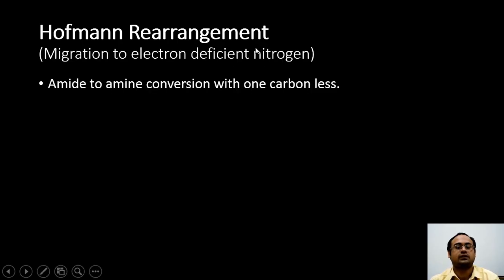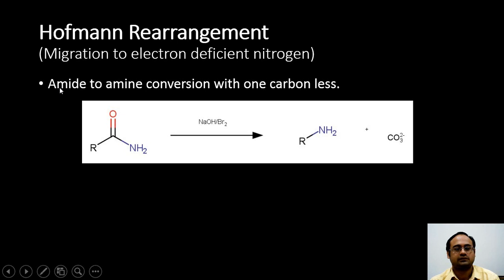And mostly you will find that in this rearrangement, that is Hofmann rearrangement, an amide is converted into an amine, but the amine has one carbon less than the starting amide. This we can represent like this: the amide under basic conditions reacts with bromine to give the corresponding amine with one carbon less, which is lost as carbon dioxide or carbonate ion.